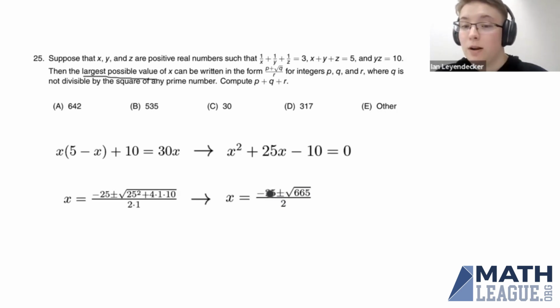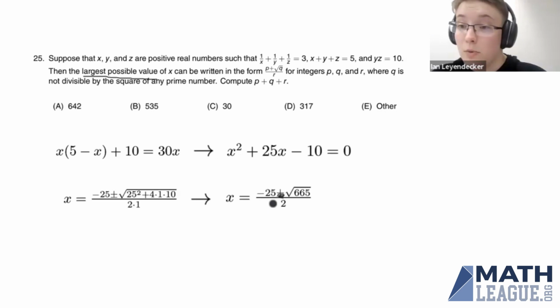But if it's negative 25 plus the square root of 665, well, 25 squared is 625. So the square root of 665 is going to be a little bit more than 25. So our final result, when we add the square root of 665 to negative 25, is going to be positive. So it'll be the larger result. So we can just say that this is negative 25 plus the square root of 665, divided by 2.